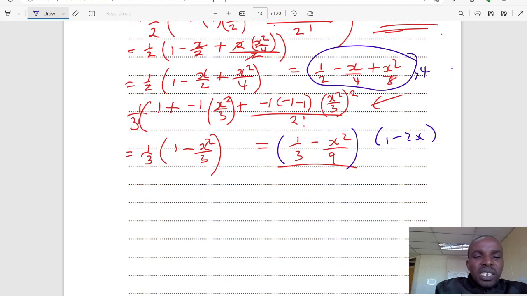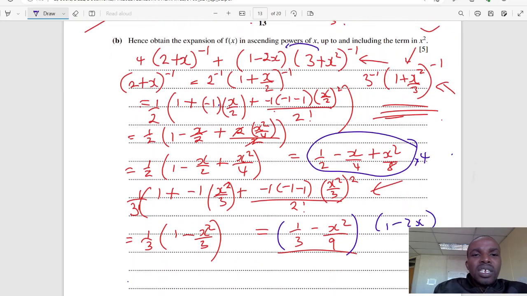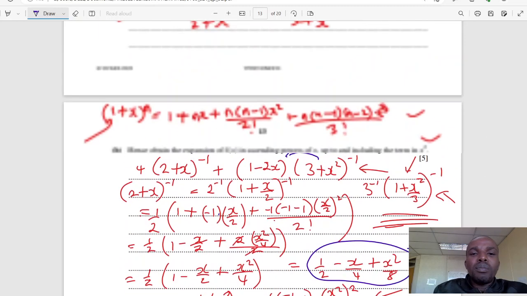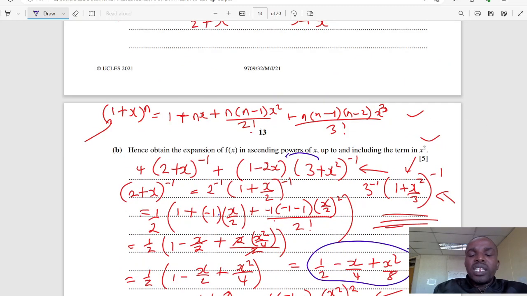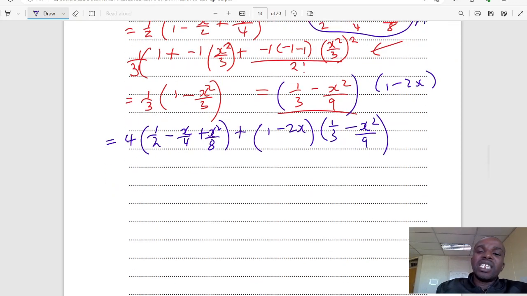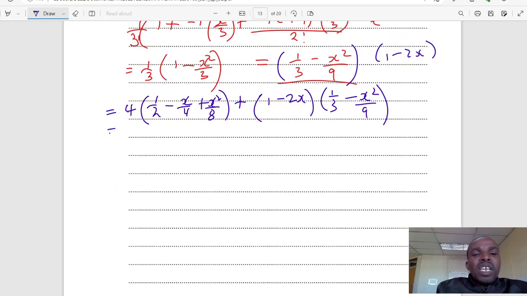Let me take the first part. So it will be 4 times half minus x over 4, then plus x squared over 8. Then plus, was it a plus? Yes, it's plus. Then I take this one: 1 minus 2x, then multiply by 1 over 3 minus x squared over 9, like this, exactly. Remove the bracket.